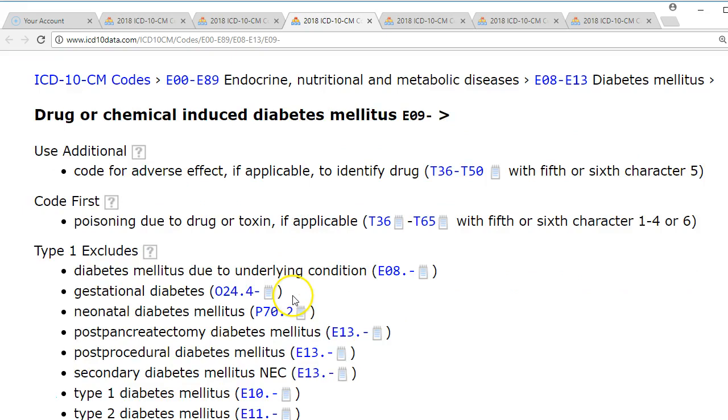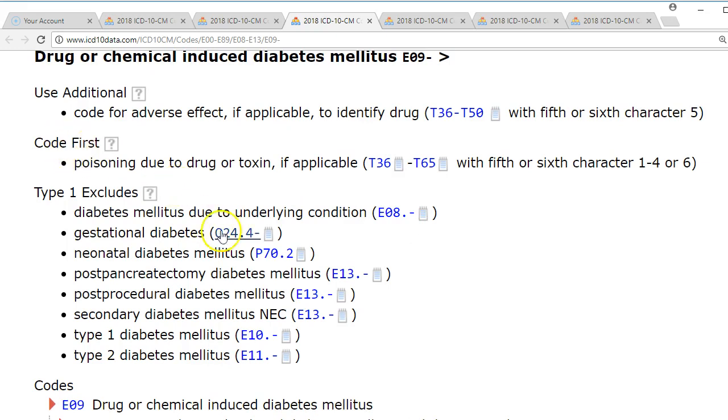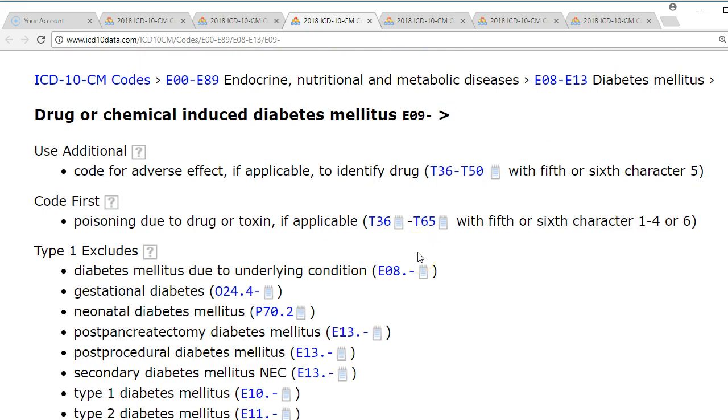E09 is drug or chemical induced. And again, when we look underneath, it says code first poisoning due to drug or toxin if applicable, or adverse effect. So again, this is drug or chemical induced. So this could have been a treatment that someone had. This could be radiation. This could be an over-the-counter medication. Anything that's considered drug or chemical induced fits under E09.